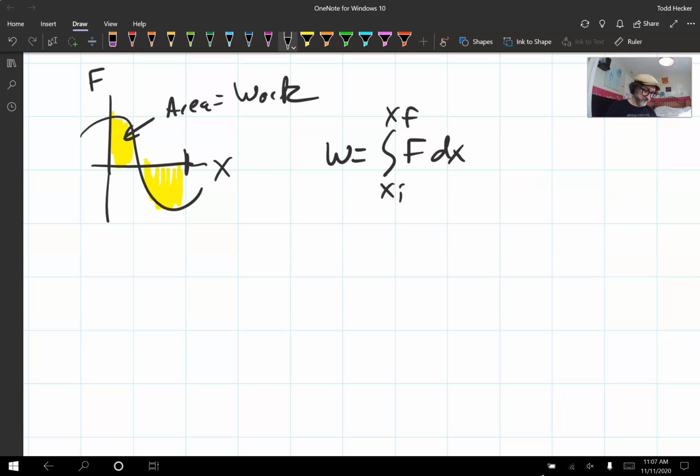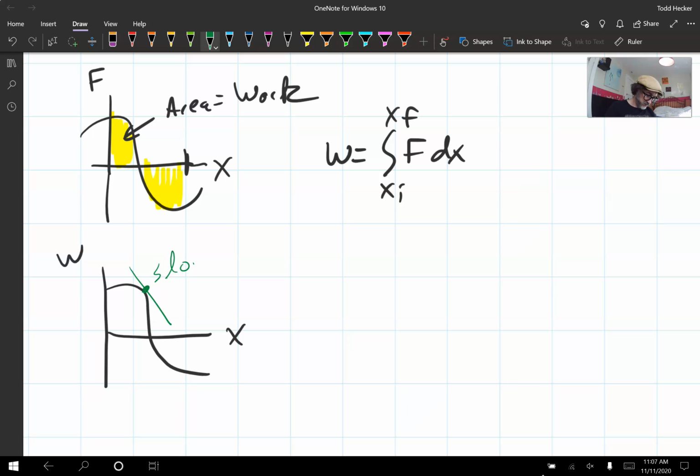Okay? Now, if we flip it around, and I give you a work as a function of position graph, then the slope at a point gives the force at that point. Okay? So it's the slope of the tangent line, is what I probably should have said there. And so mathematically, that's this. Force is the derivative of work with respect to position.